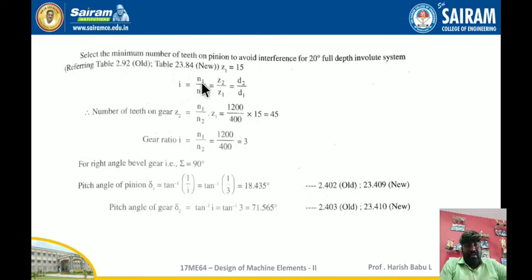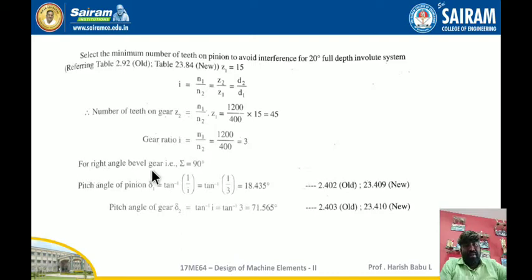I is equal to N1 by N2, Z2 by Z1, D2 by D1. So the number of teeth on the gear is N1 by N2 into Z1, that is 1200 by 400 into 15, which I am going to get as 45. The 15 I am going to assume based on the minimum number of teeth required to avoid interference. So the gear ratio I am going to get as N1 by N2, which is 3.